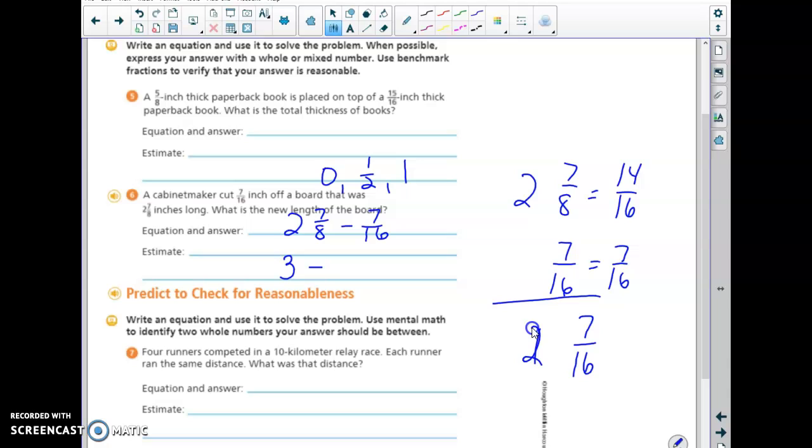7/16, well, 0/16 would be 0. 8/16 would be 1/2. 7/16 is pretty close to that 8/16. So I'm going to do minus 1/2. 3 minus 1/2 is 2.5. Is that close? You bet. It sure is. All right. Try to use those strategies when you're solving word problems. It's always a good idea to check to see if your answer is reasonable by estimating.